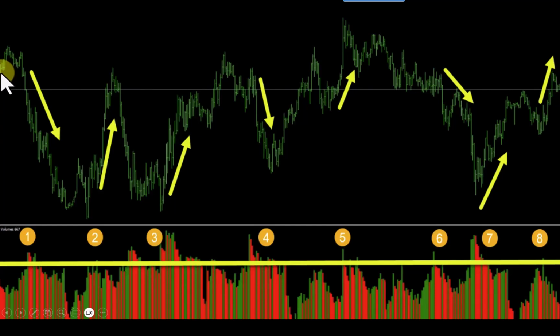So in that case, the trend was that way, so it went that way. Trend was that way, it went that way. So it's a very easy system to use. Here we had a trend that way, down it went.